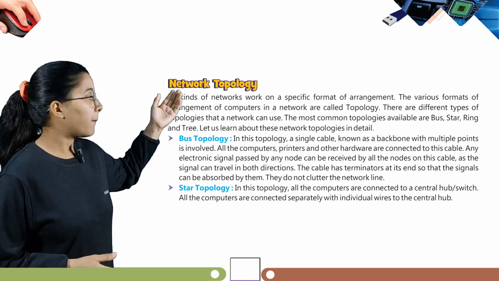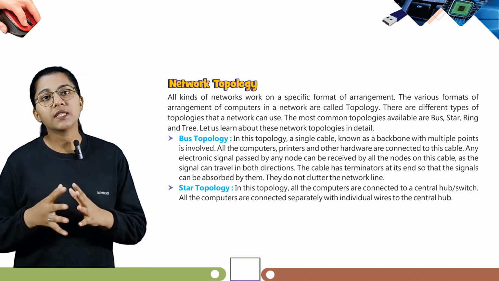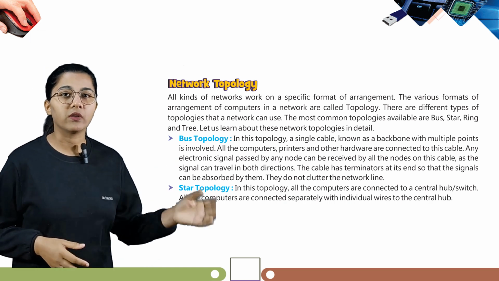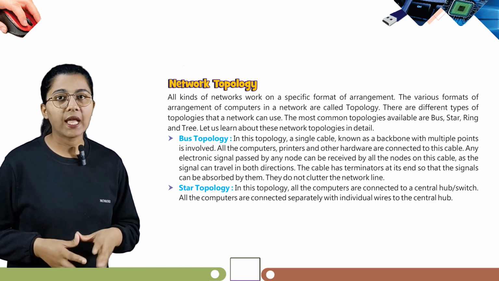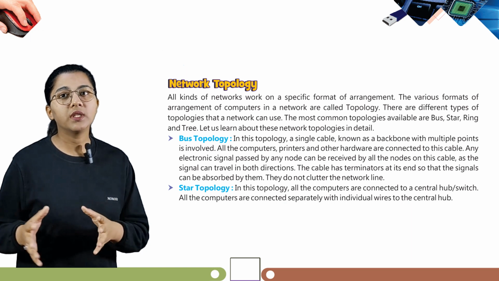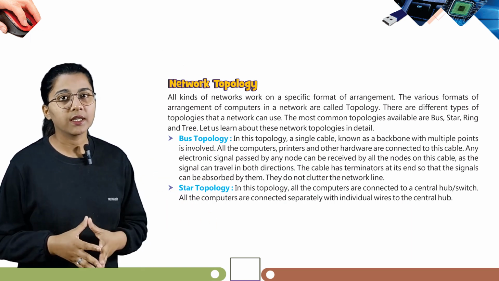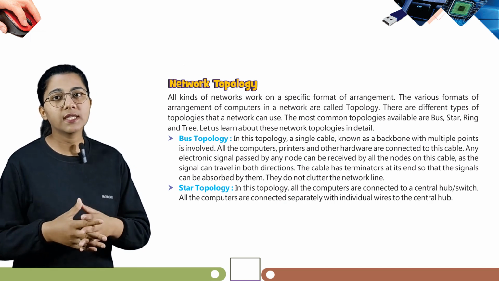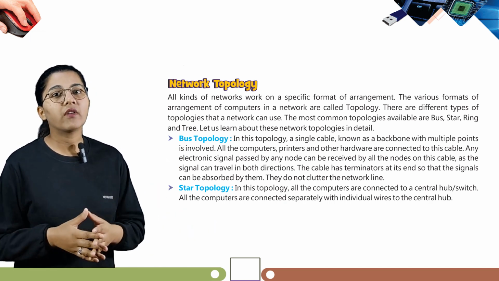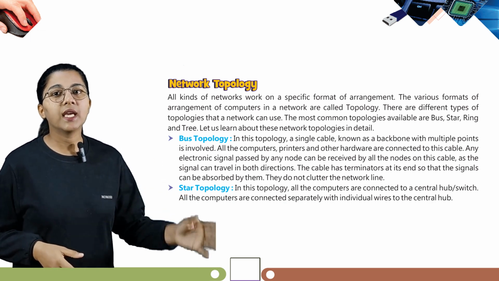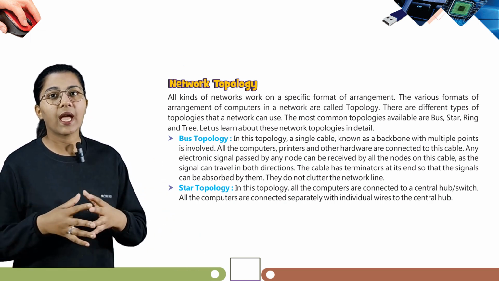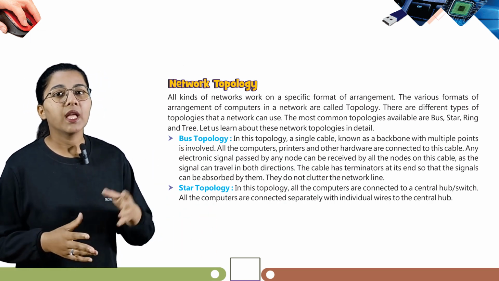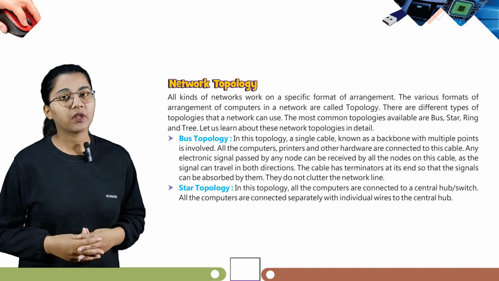So first we have bus topology. In this topology, a single cable known as backbone with multiple points is involved. All the computers, printers and other hardware are connected to this cable. Any electronic signal passed by any node can be received by all the nodes on this cable. As the signal can travel in both directions, the cable has terminators at its end so that the signals can be absorbed by them. They do not clutter the network line.